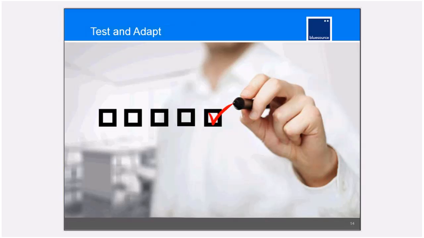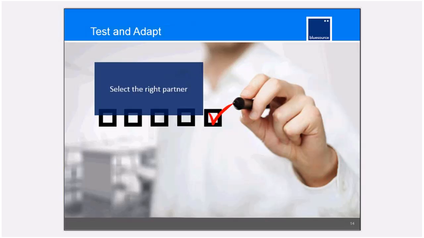And then testing and adapting. Now, we've said that really it is important to select the right partner, such as BlueSource, who understand the on-premises technologies and the cloud technologies, so they can deliver an end-to-end solution using a proven, repeatable process to transition your service from the on-premises infrastructure to the cloud itself. Okay, so as we say, selecting the right partner is going to be key.